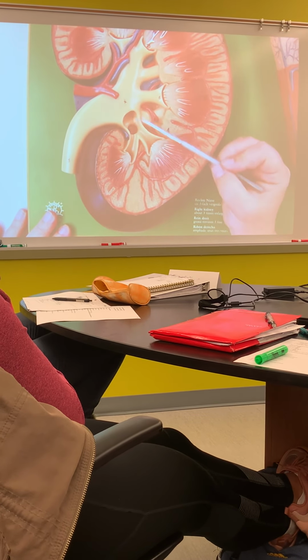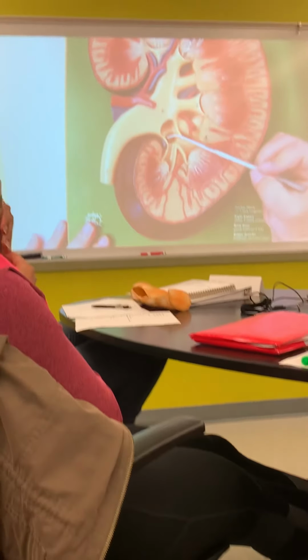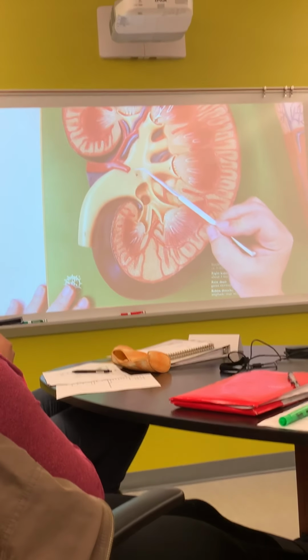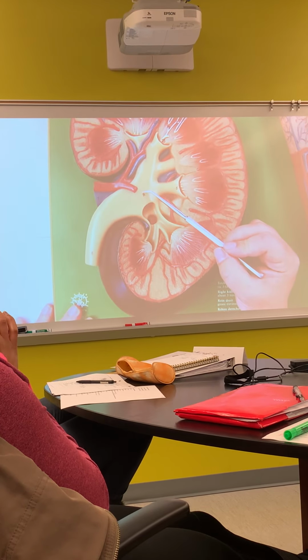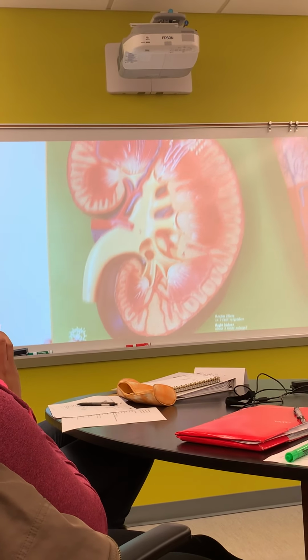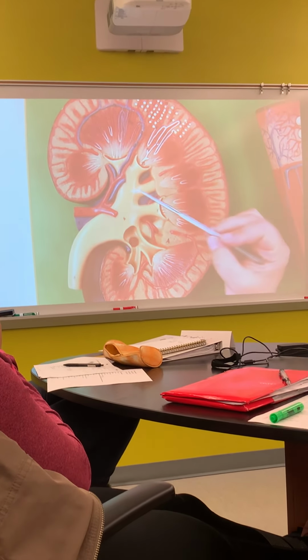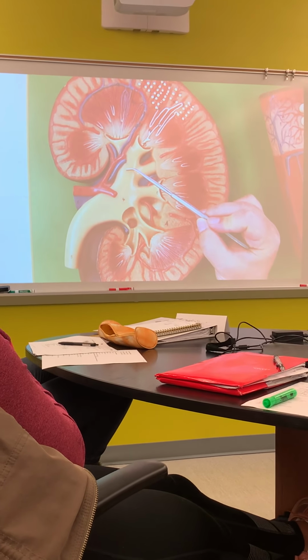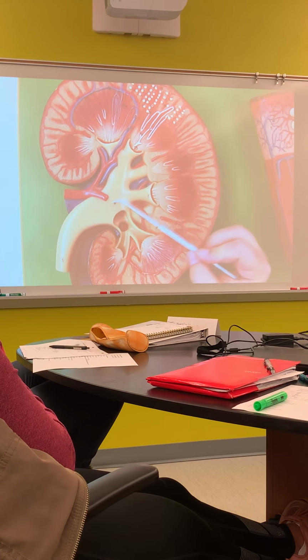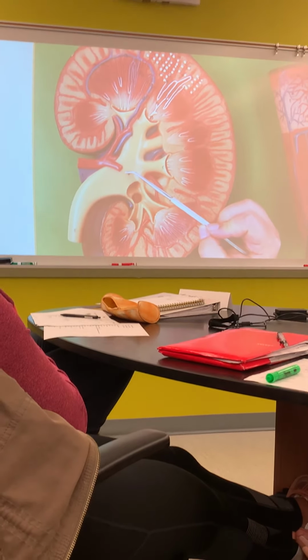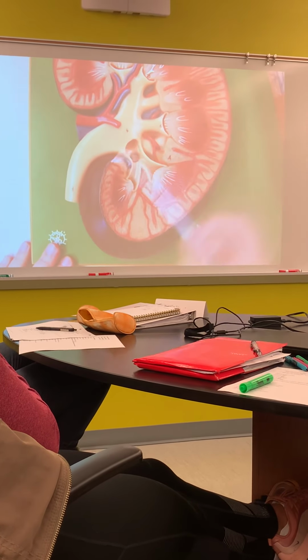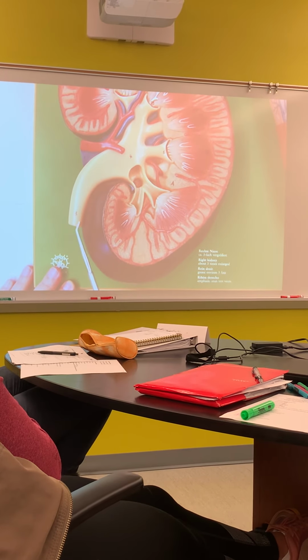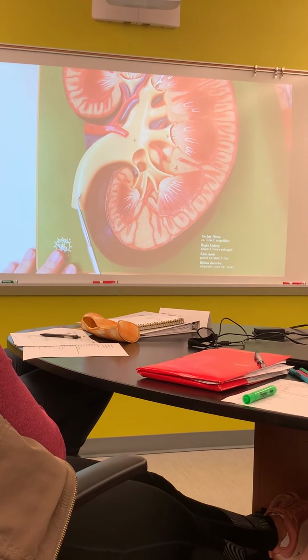So that major calyx and this major calyx would come together to form this area where the number 4 is. That is called a renal pelvis. If I tag a major calyx on the model, it will be this one. If I tag the renal pelvis, it will be right next to the number 4. The renal pelvis connects to the ureter. This tube taking urine down to the bladder is a ureter.